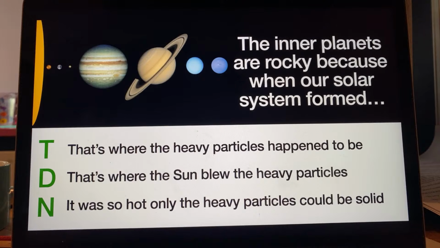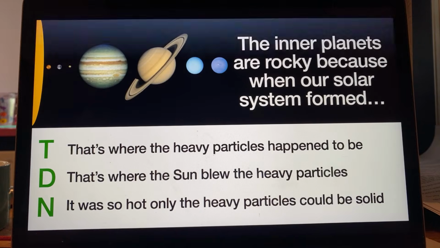The inner planets are rocky because when our solar system formed, that's where the heavy particles happen to be, write a T. That's where the sun blew the heavy particles, write a D. It was so hot that only the heavy particles could be solid, write an N. Right, you ready for the answers?